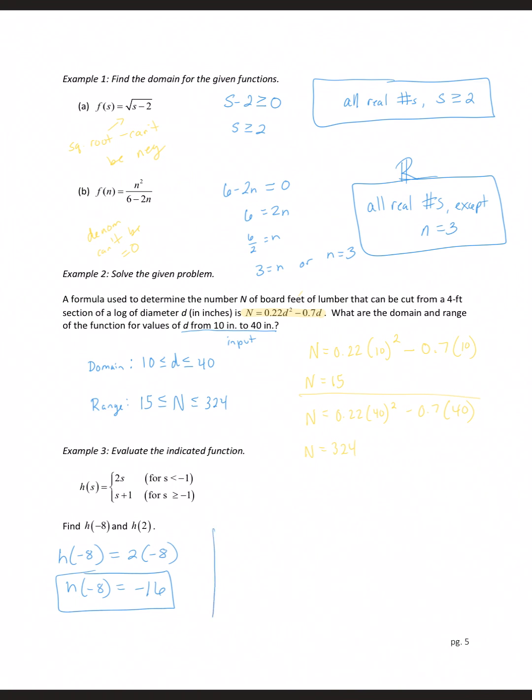Now for the other part of this, we have to evaluate h of 2. So again, we have to go up to the function and figure out which one of these is true for the value of 2. Well, 2 is not less than -1, 2 is greater than or equal to -1, so we evaluate 2 in this piece of the function, s plus 1. So instead of s plus 1, we input 2 plus 1. 2 plus 1 is 3, so therefore h of 2 is equal to 3.